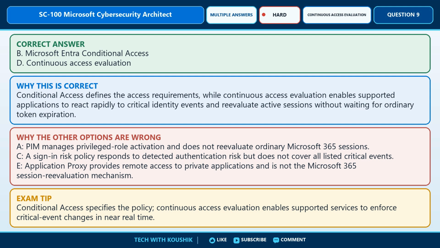Why are the other options not correct? A. PIM manages privileged role activation and does not reevaluate ordinary Microsoft 365 sessions. C. Sign-in Risk Policy responds to detected authentication risk, but does not cover all listed critical events. E. Application Proxy provides remote access to private applications and is not the Microsoft 365 session reevaluation mechanism.